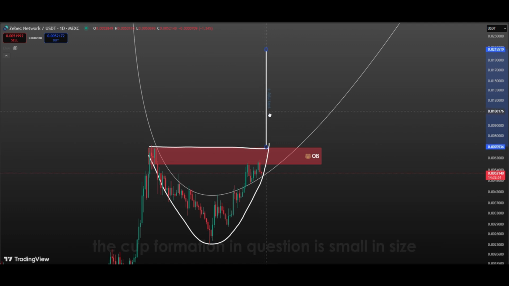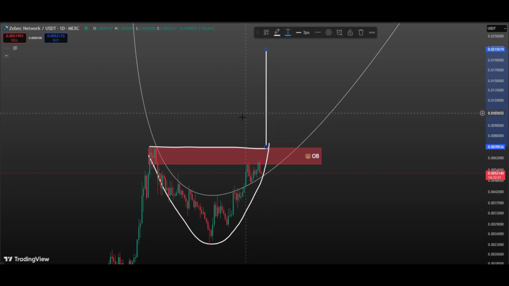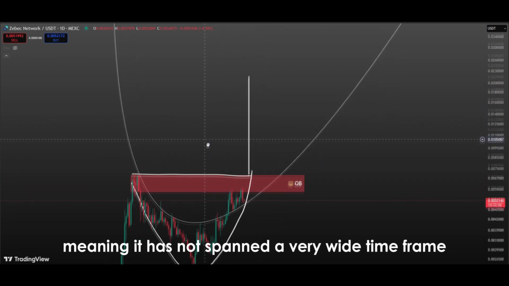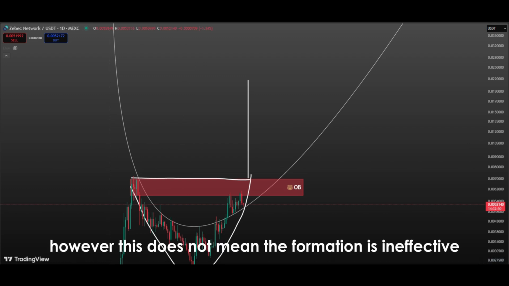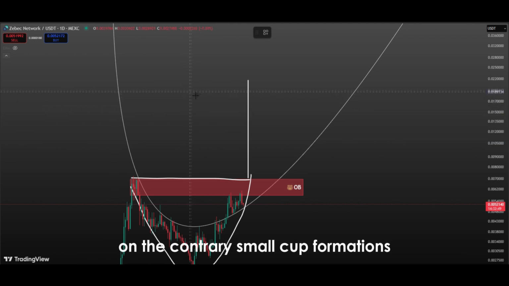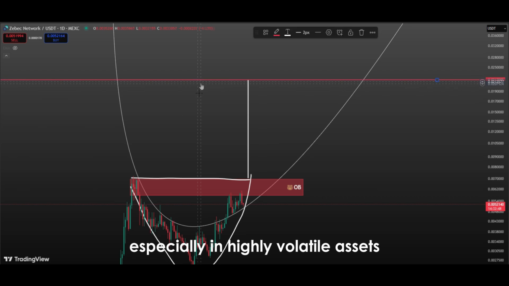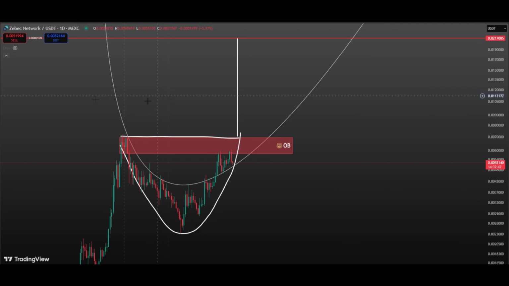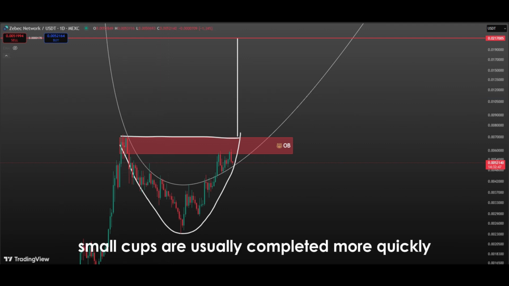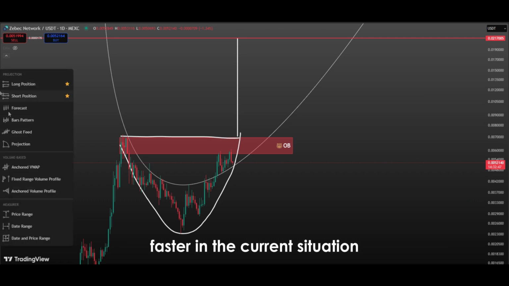In this case, the cup formation in question is small in size, meaning it has not spanned a very wide time frame and its depth is not very large. However, this does not mean the formation is ineffective. On the contrary, small cup formations, especially in highly volatile assets, can lead to strong price movements in a short period. Small cups are usually completed more quickly because investors notice and react to this formation faster.